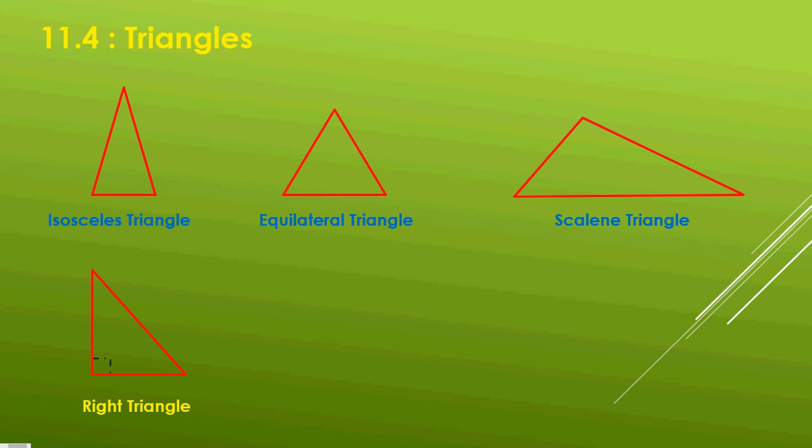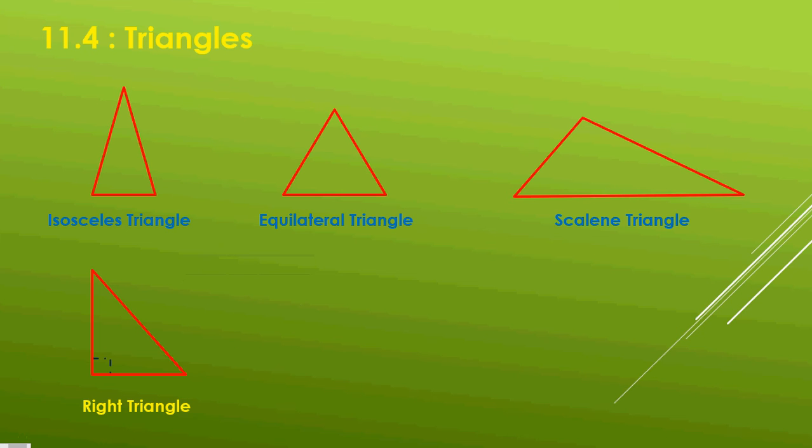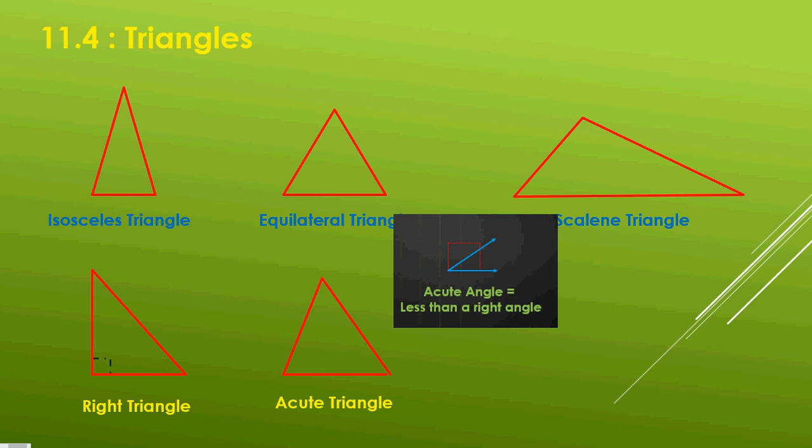Okay? Now, if you don't remember the angles of the last lessons. Okay? This is the angle, and every time we see a square, the angle is 90 degrees. Okay? Perfect. Now, this one. This one is the acute triangle. Do you remember what is an acute angle? If not, look at this. Remember, this is from the last lessons. So, the acute angle is less than a right angle. That means that in this triangle, the angles are less than 90 degrees.